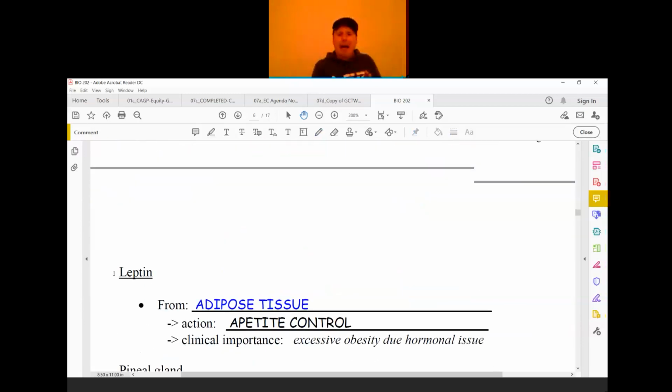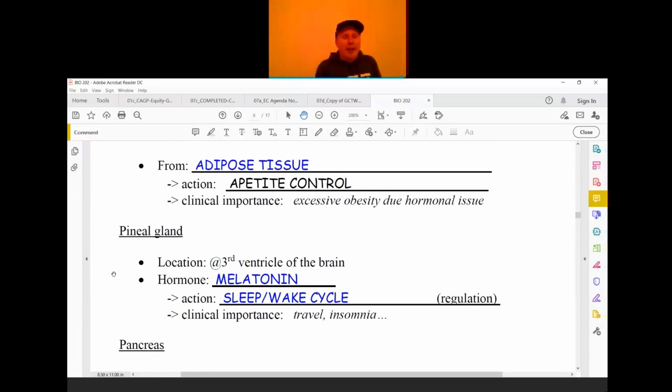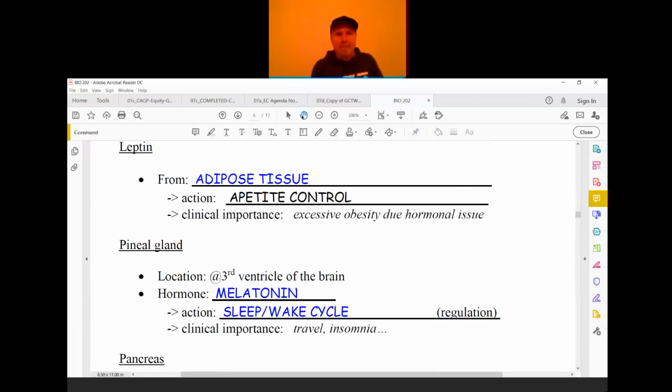We're going to come back to leptin, so don't freak out. I'm going to come back to it and you're going to have a chance to write all the notes about leptin. But I actually want to move on and have a look at the pineal gland first.